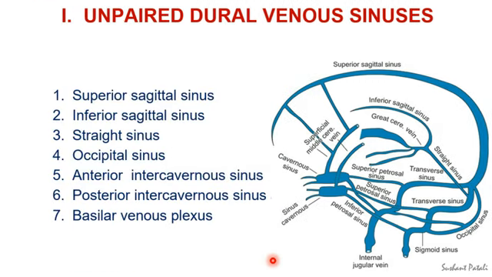So what are the unpaired dural venous sinuses? The superior sagittal sinus, inferior sagittal sinus, straight sinus, occipital sinus, anterior intercavernous sinus, posterior intercavernous sinus, and the basilar venous plexus. So these are the unpaired dural venous sinuses.